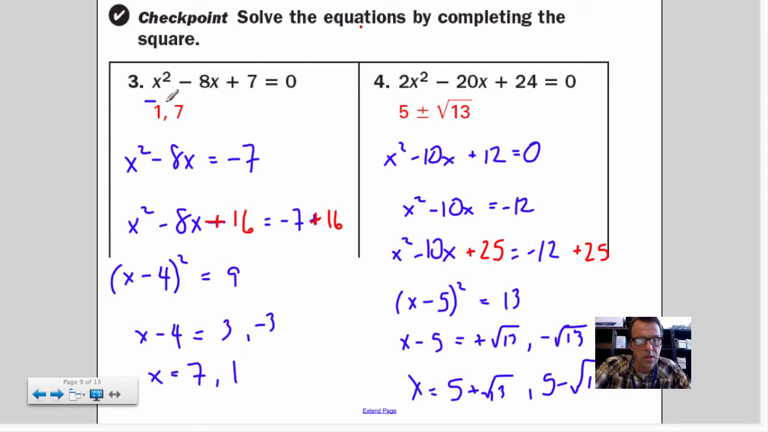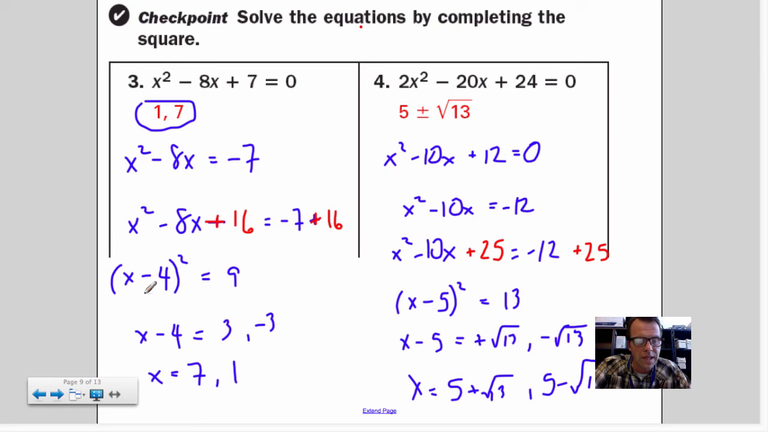So the book tells us the answers are 1 and 7. How did I do it? Well, first I subtracted 7 from both sides just to get out of the way. The negative 8 divided by 2 is negative 4. Negative 4 squared is 16. I added it to both sides. Hopefully you remembered both sides.